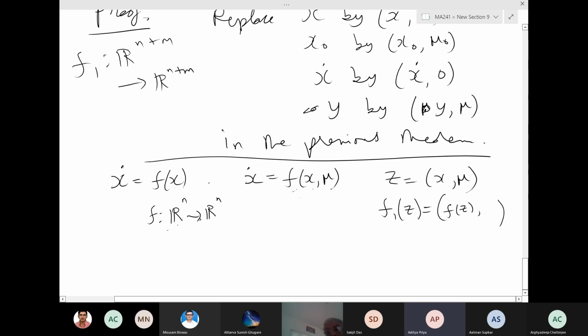Well, let's guess. After all, f is related to the differential equation. Ultimately, I want to get something like z dot equal to f1 of z and apply the previous thing. So if I want this, then z dot would be (x dot, mu dot). Now this mu should not depend on t. It has nothing to do with the solution. It's a parameter. So x is the thing which the solution is, which plays a role. So here it should be 0. This should be f1 of z, which is f of z and something, but that something should be 0. That's all, because it's 0 here.